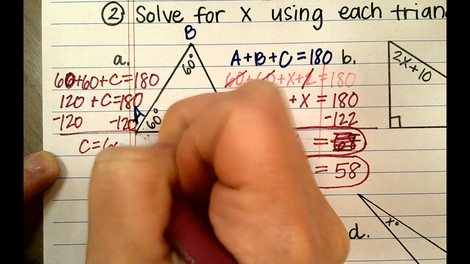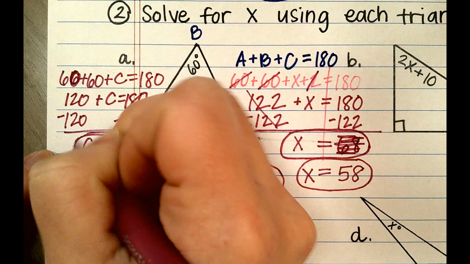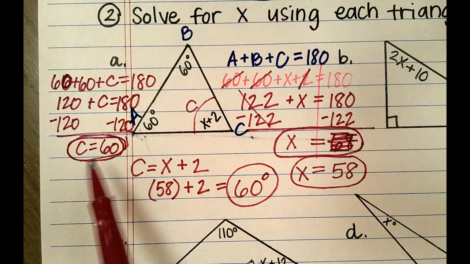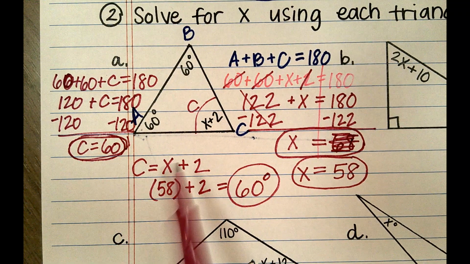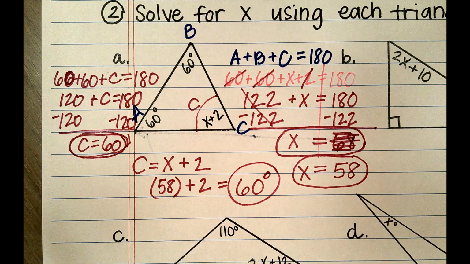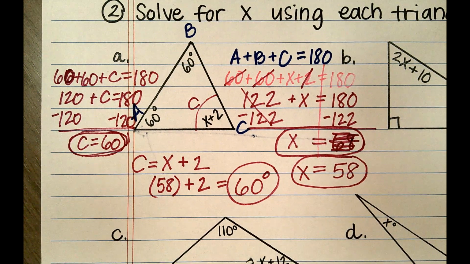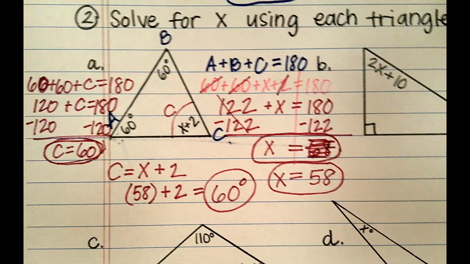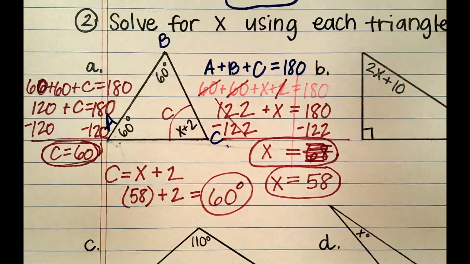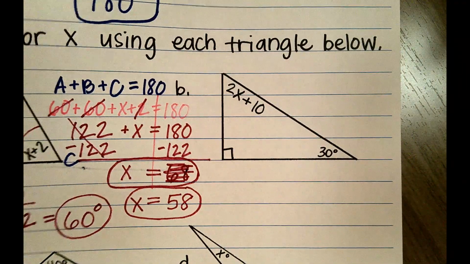Yes. So there's multiple ways to go about getting your answer. You could solve for C first and then say 60 equals X plus 2. And then you would still get 58. There's a lot of ways to do it. A lot of steps. Okay, but that is our first triangle. So how about we look at B, our next triangle.